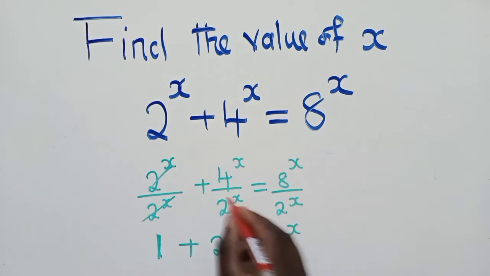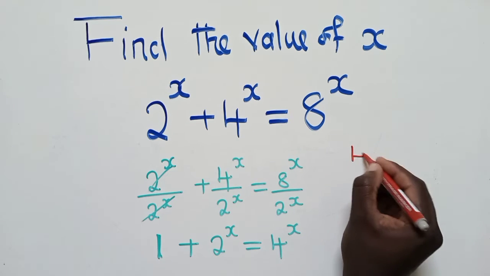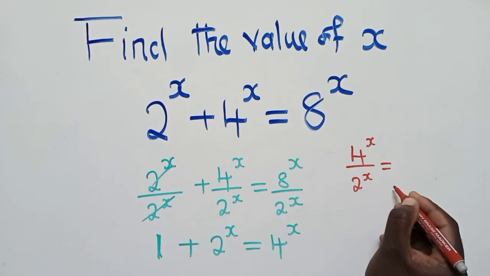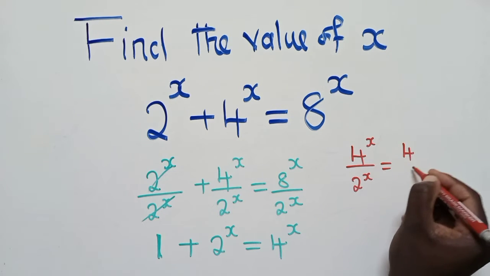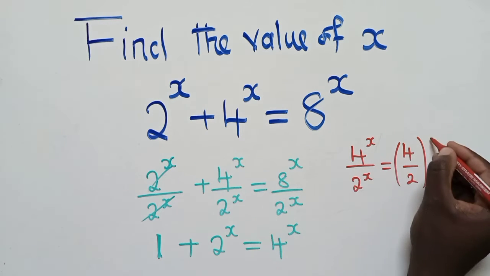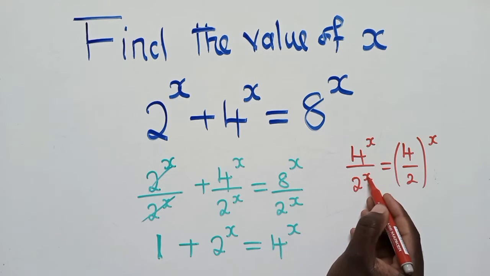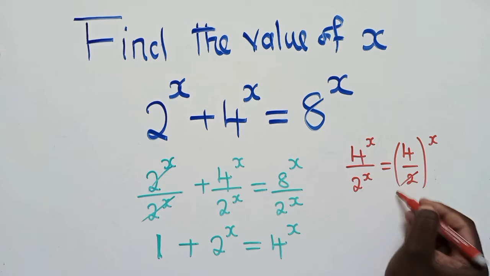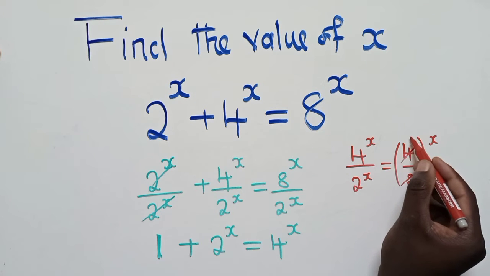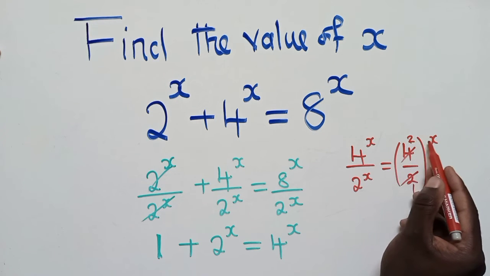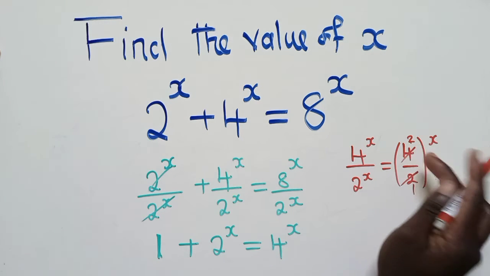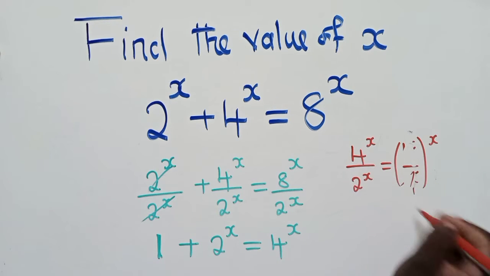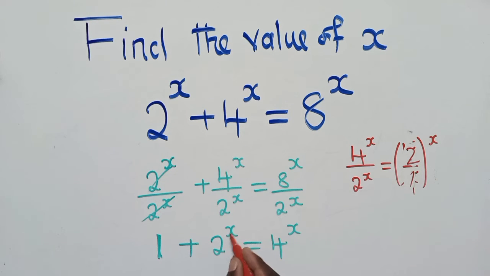If you can see here, what we have is 4^x over 2^x. Using the laws of indices, this is (4 over 2) to the power x, because we've got a similar power, so it can come out here. That's how it is, such that 4 divided by 2 is 2. So we shall just remain with 2^x, and this is what we have.